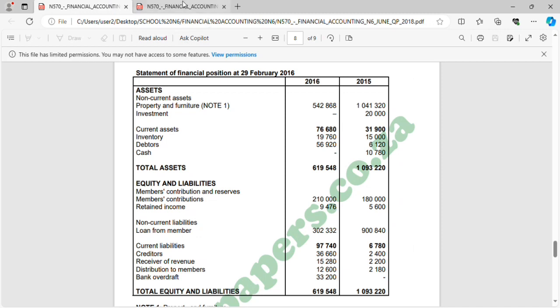We're going to find the difference between... Am I doing the correct one? No. The current amount for inventory is 19,760. I'm going to less 15,000. So the difference is 4,760. So it's 4,760.